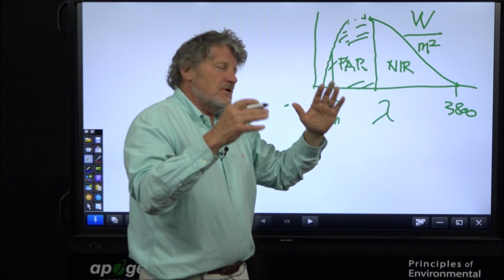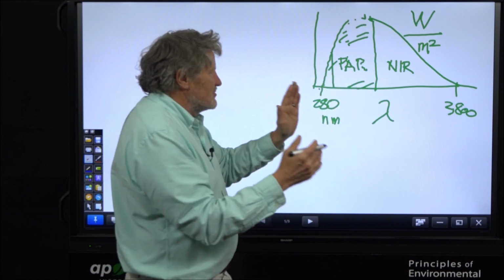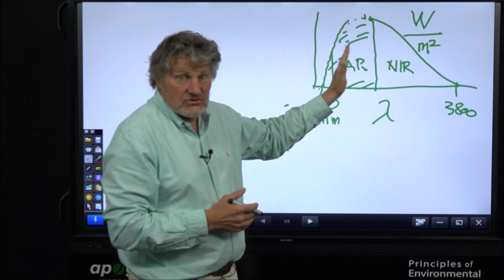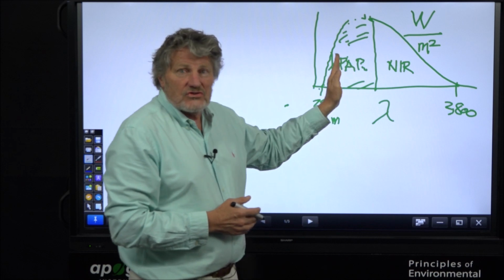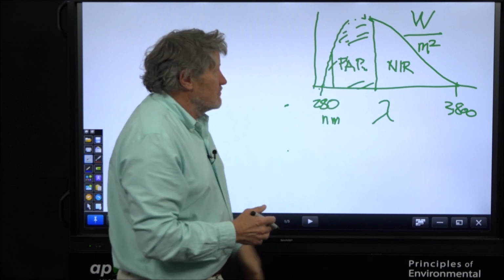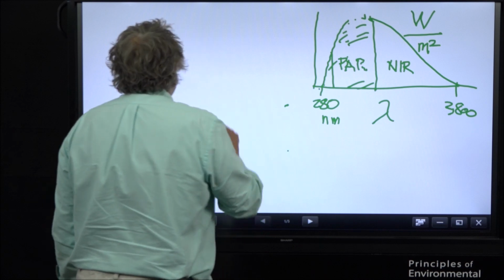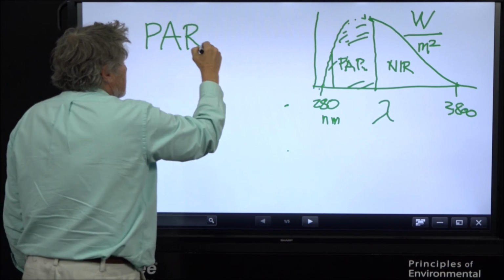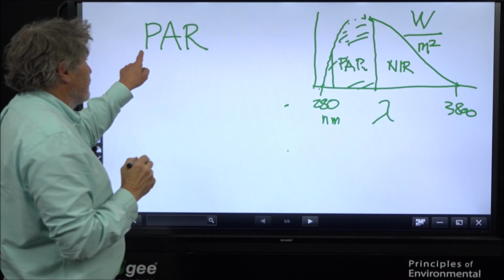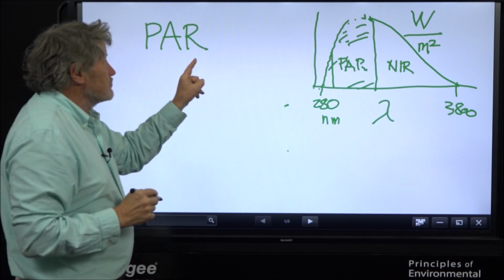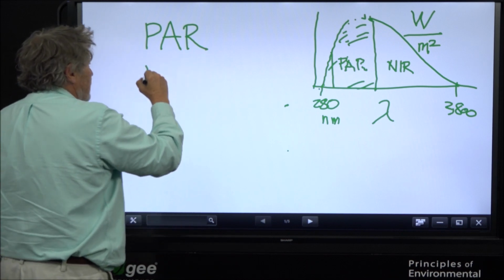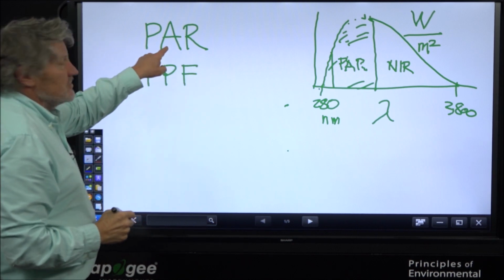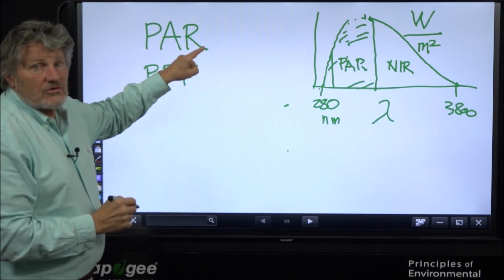Time passes, Keith McCree comes out in the early 1970s and says, no, it's not the energy, it's the number of photons that cause photosynthesis. We need to start counting photons, not energy. So we evolve from the term PAR, which stands for photosynthetically active radiation, to a term called PPF.